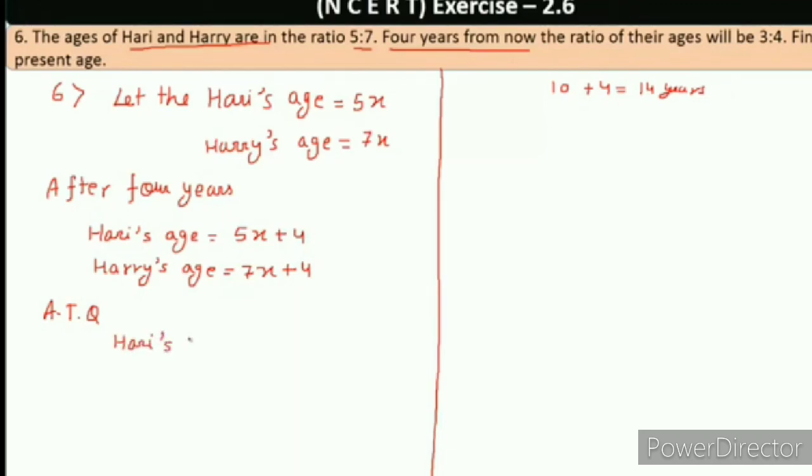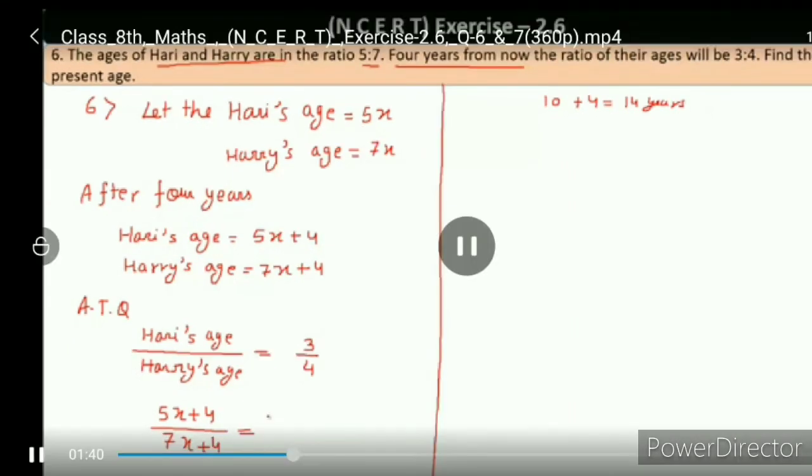We'll write the ages after 4 years in fraction form. Hari's age by Harry's age is given in the ratio 3 is to 4. Now we have the ages after 4 years. Hari's age is 5x plus 4. Harry's age is 7x plus 4. Write in the form of fraction. That is equal to 3 by 4.